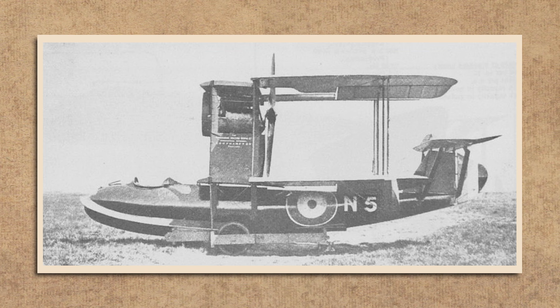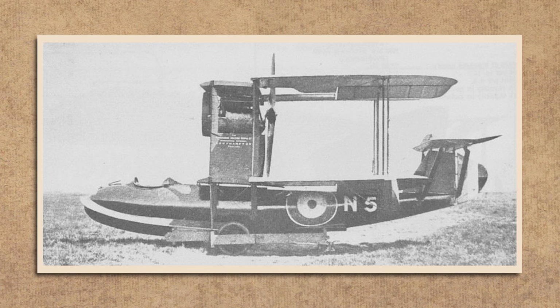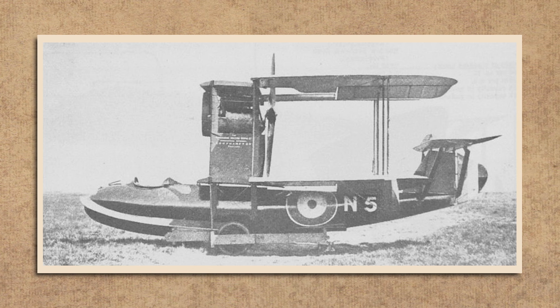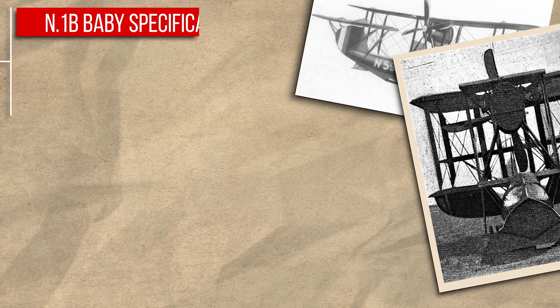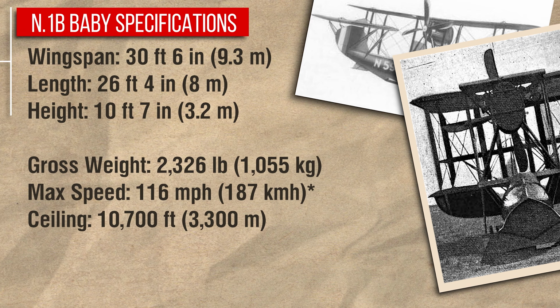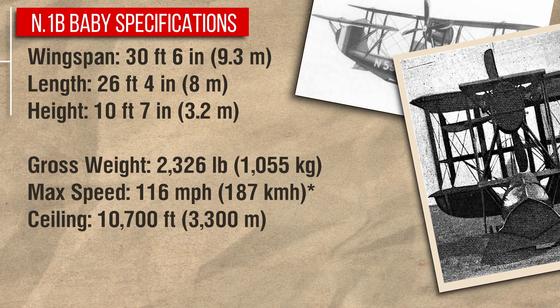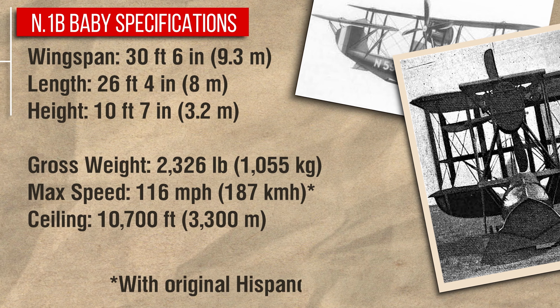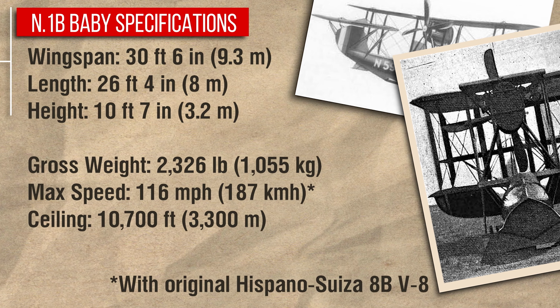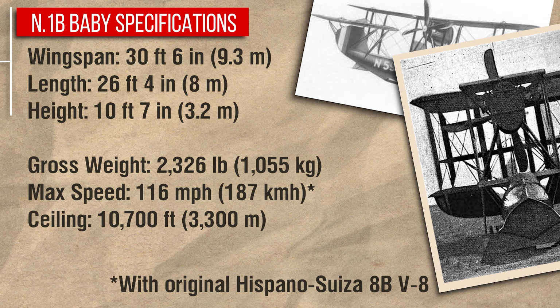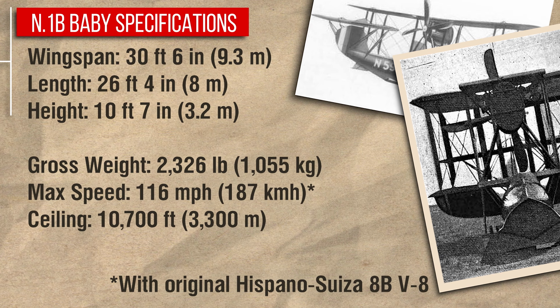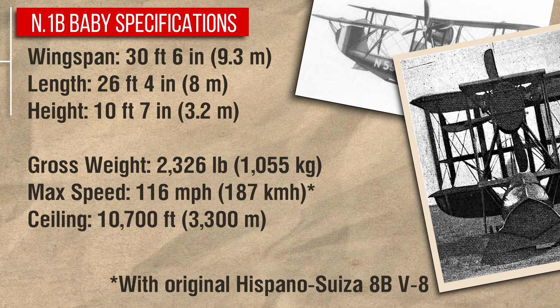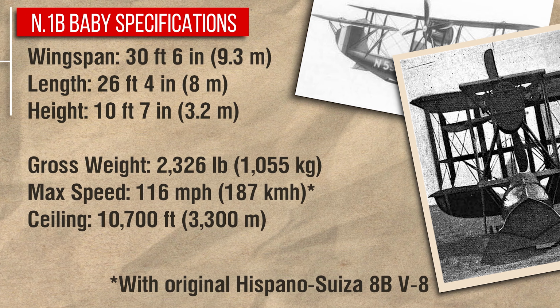Initially, ailerons were fitted to the upper wings only, but they would later be installed on the lower wings as well. Propelling it through the water, and then the air, was a 4-blade propeller driven by a powerful 150 horsepower liquid-cooled Hispano-Suiza V8. When it first flew in February of 1918, the Baby exceeded expectations by achieving 117 miles an hour at sea level, making it both the smallest and the fastest flying boat in the world.